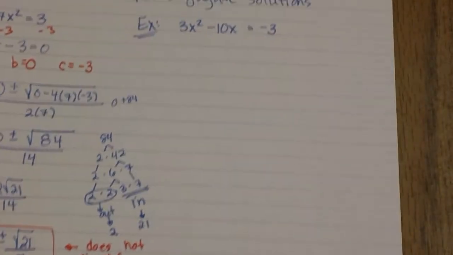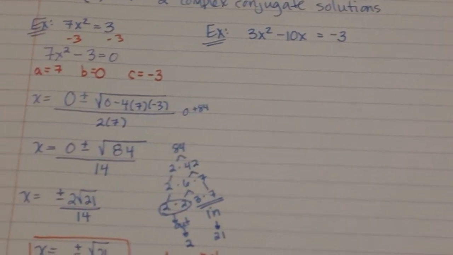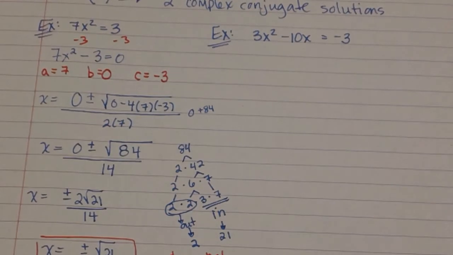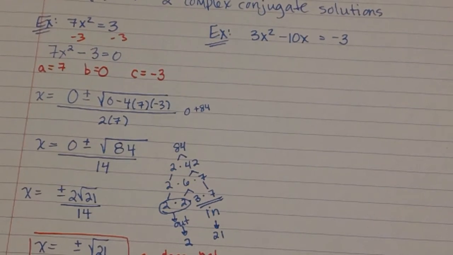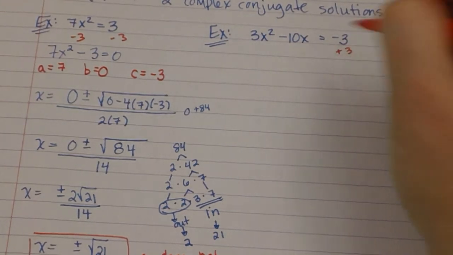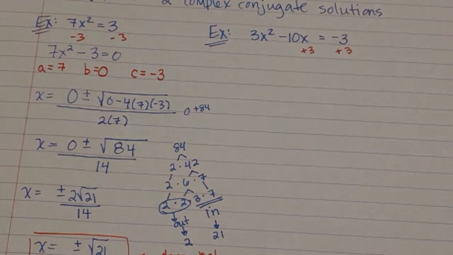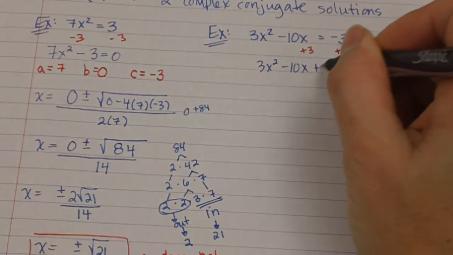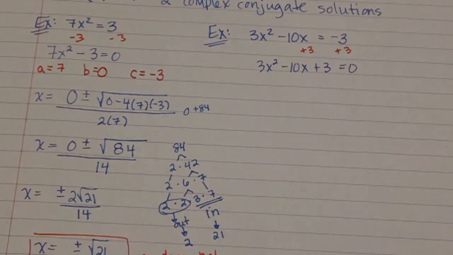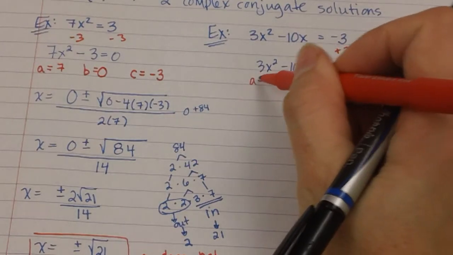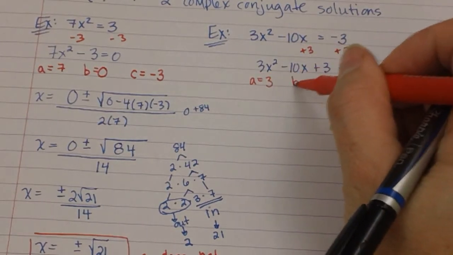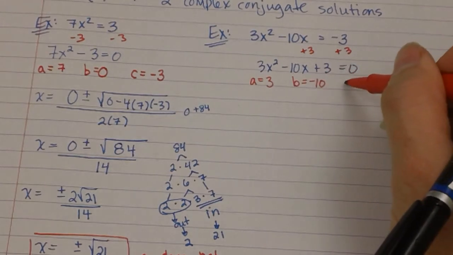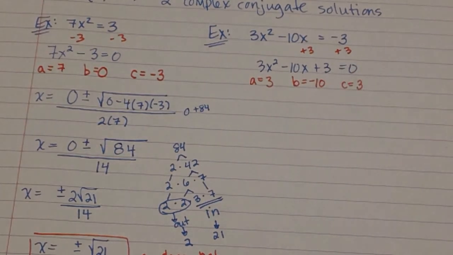Okay, how about this one over here? 3x squared minus 10x equals negative 3. You may have already moved that negative 3 over. If you did, great job. So we'll have 3x squared minus 10x plus 3 equals 0. And then the value of a is 3, the value of b is negative 10, and the value of c is 3.